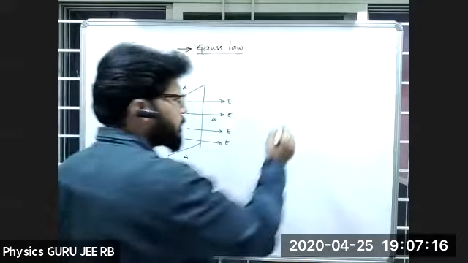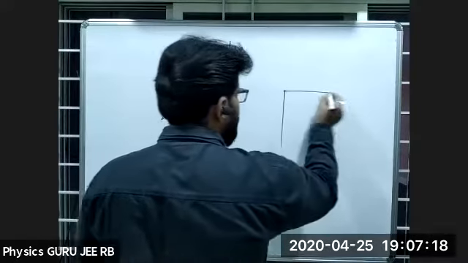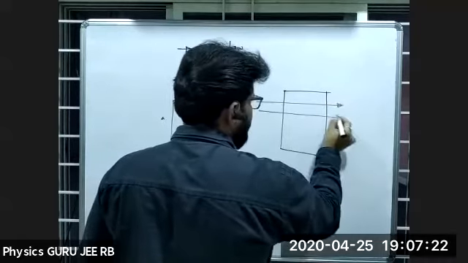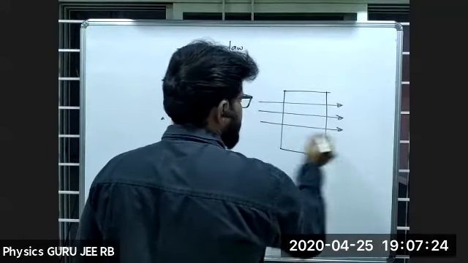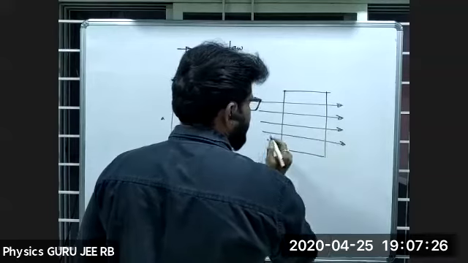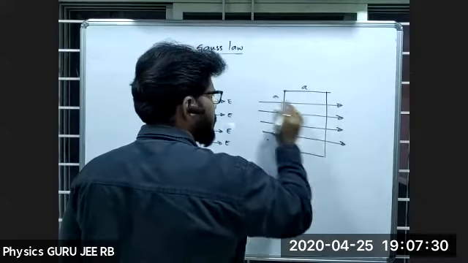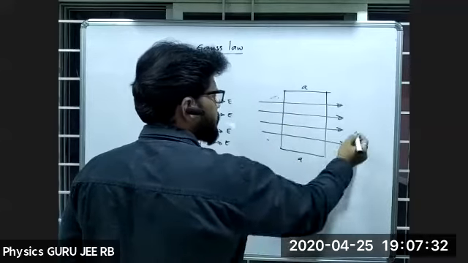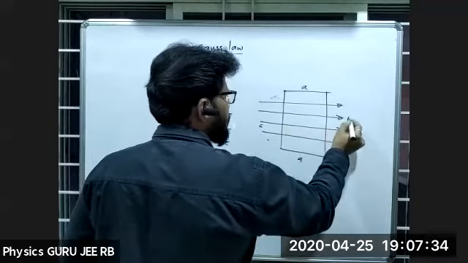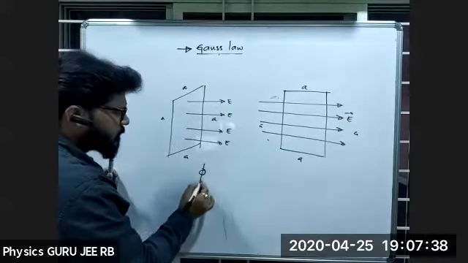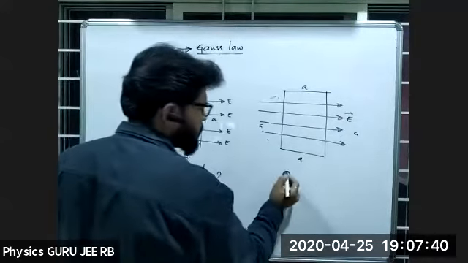Now one more, I'll take a second example. If I take it like this, these are the lines. So what is the flux? The same thing, all sides are A. This is the direction of the electric field. Now can you tell me what the flux is here and what the flux is here?